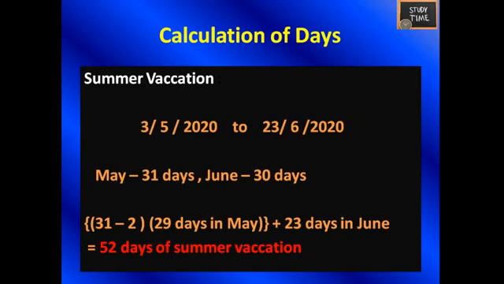Next, you have to calculate the holidays in the May month. So, the total number is 31 minus 2, 29 days in May and 23 days in June. 29 plus 23 is 52 days of summer vacation. So, this is how you should calculate the number of days when from date and to date are given.